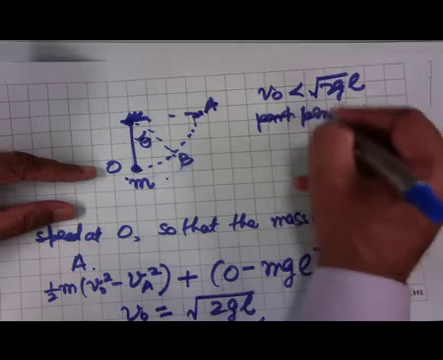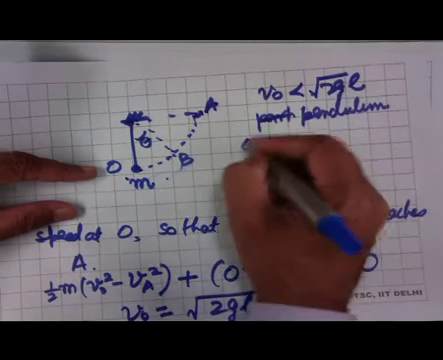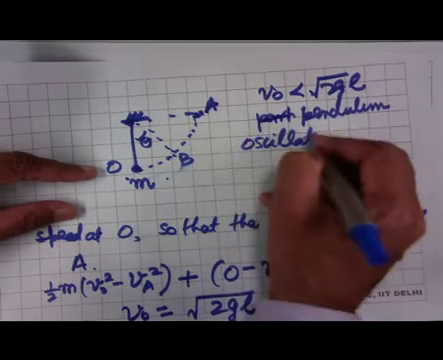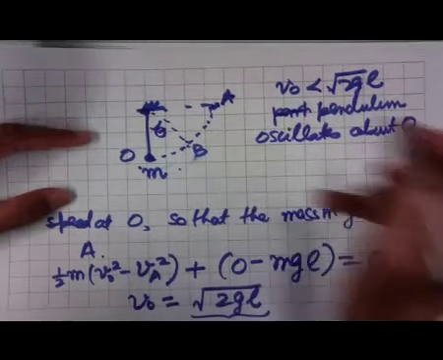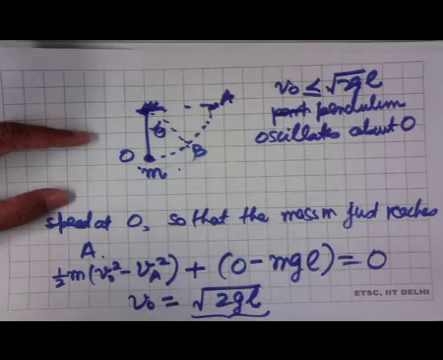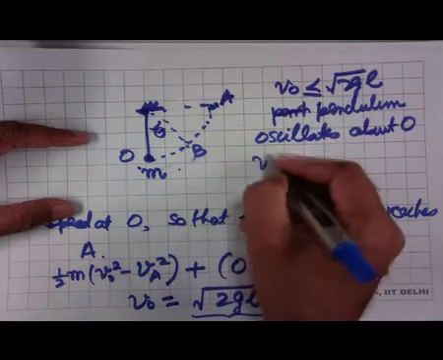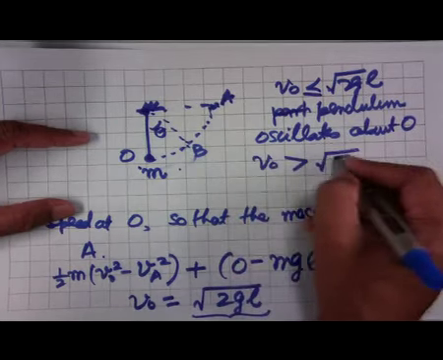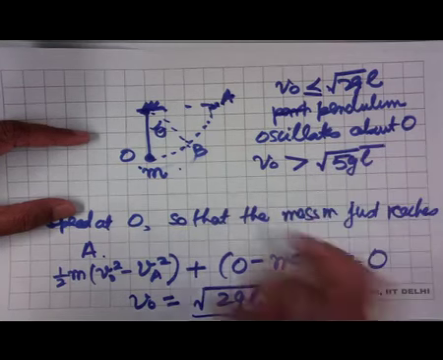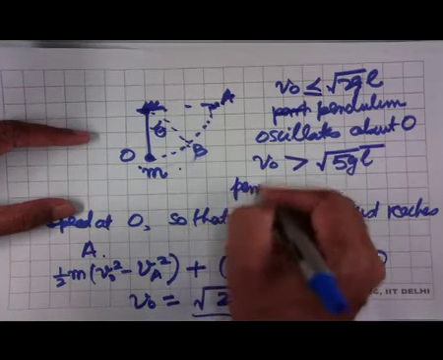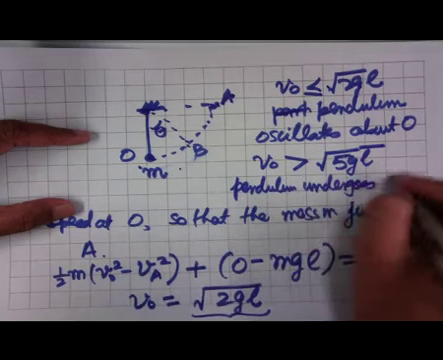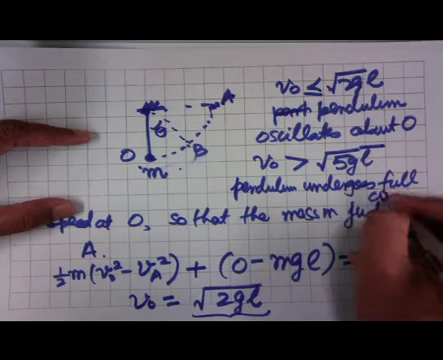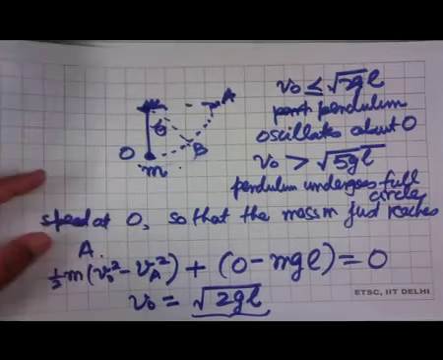So, if V0 is less than or equal to root 2 gl, the pendulum oscillates about O. If V0 is greater than root 5 gl, then the pendulum undergoes a full circle motion.